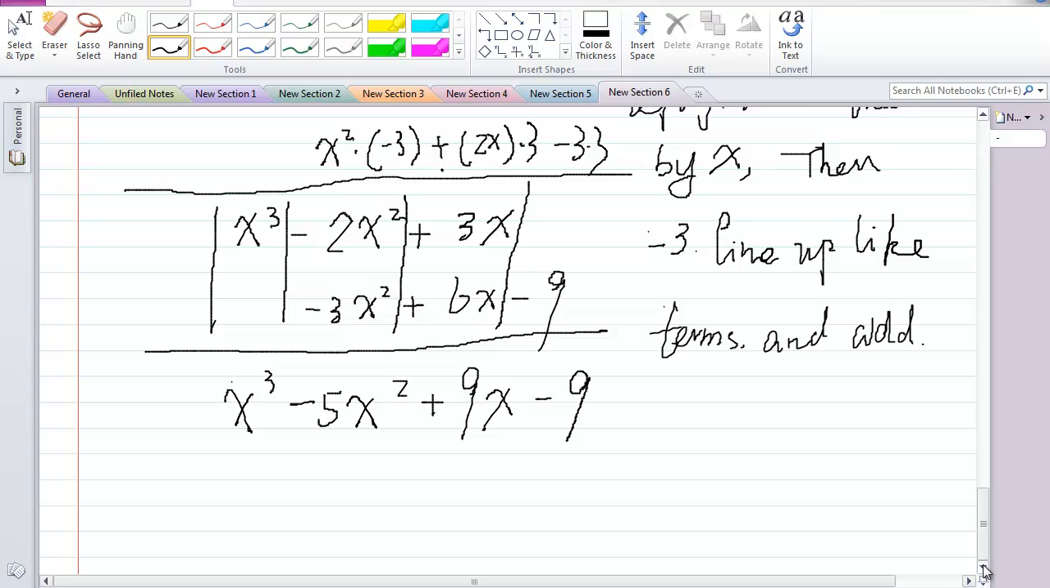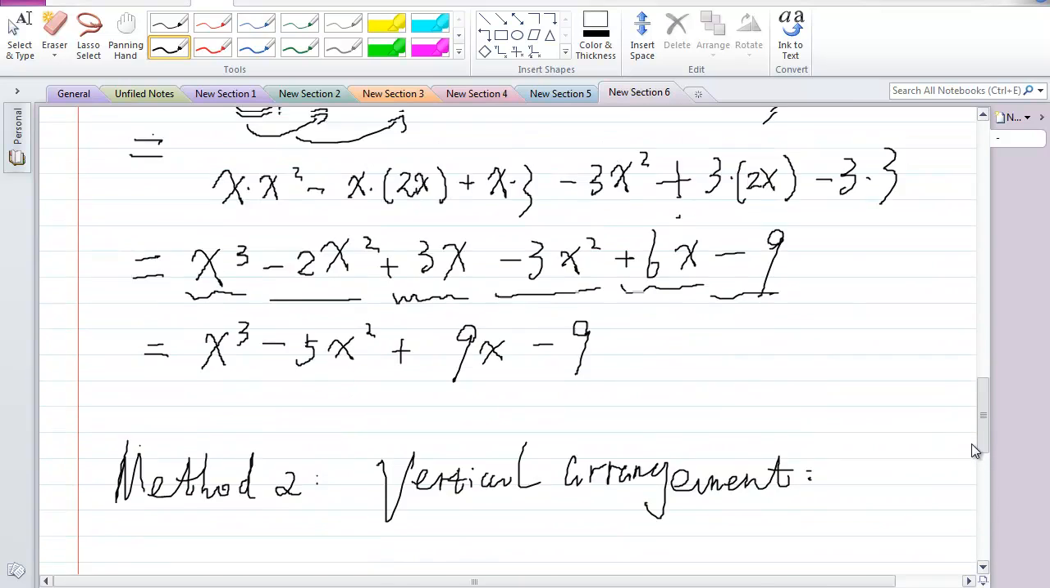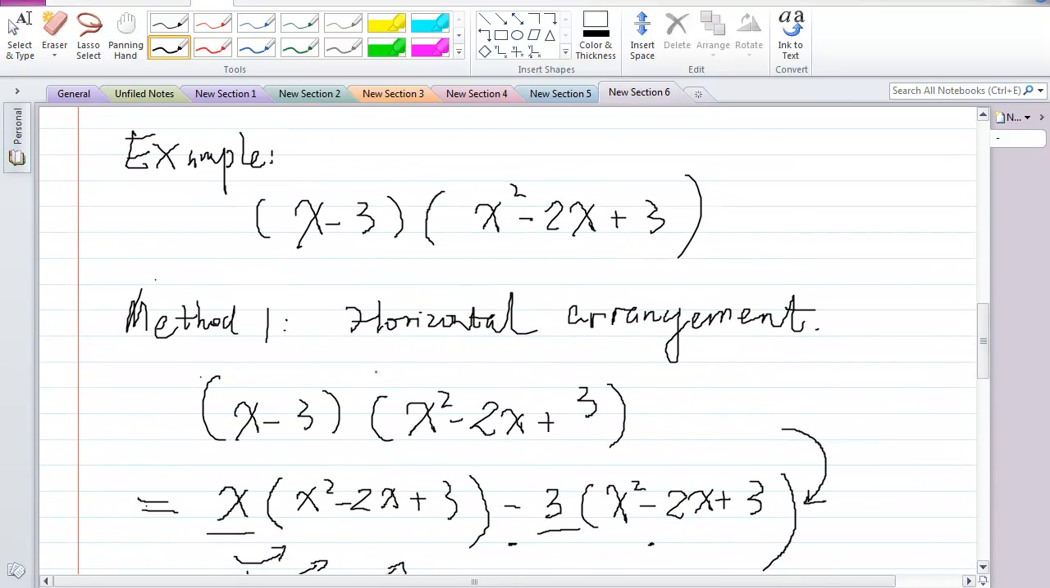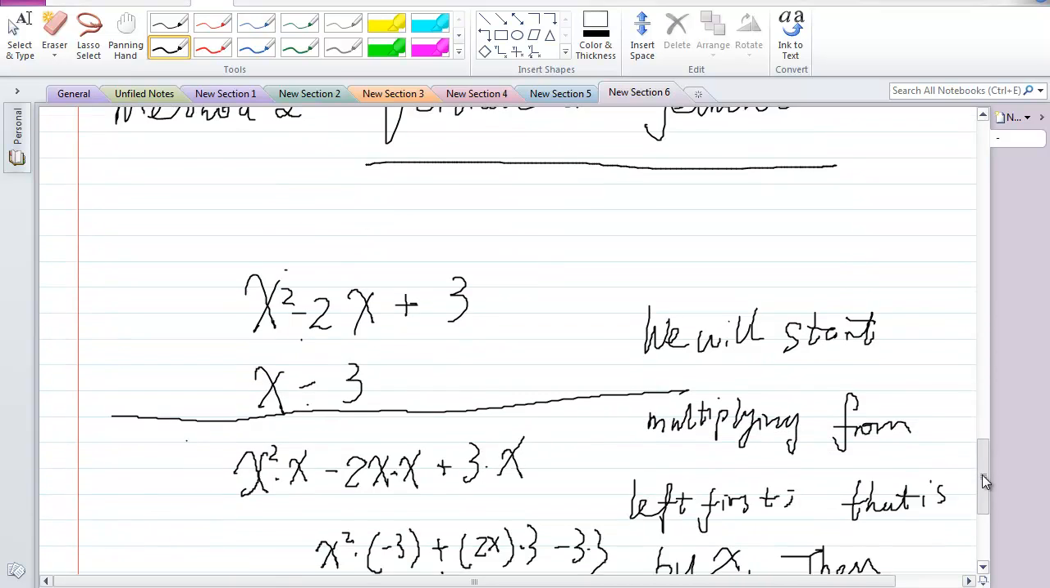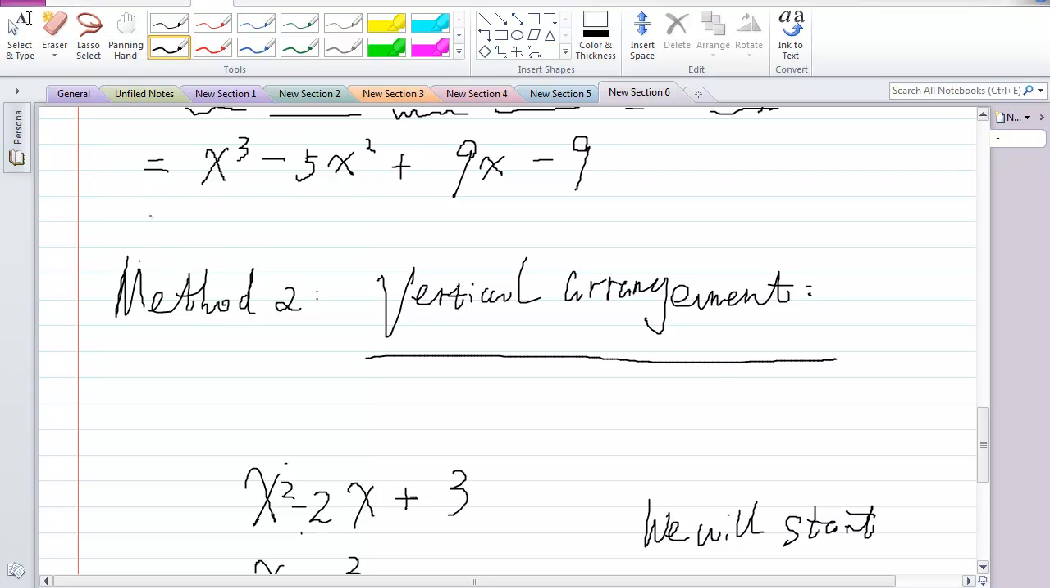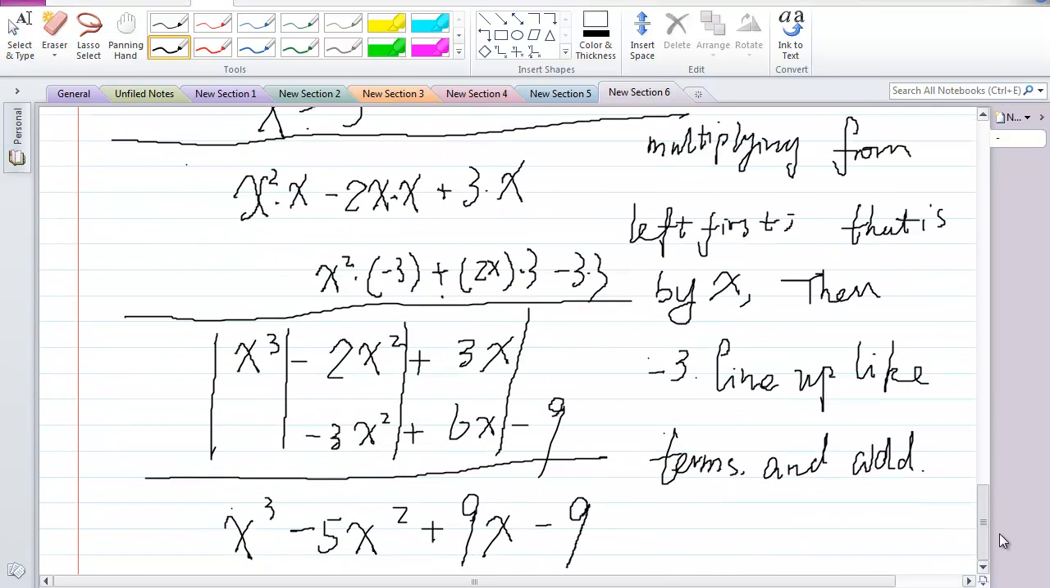So this is the multiplication of polynomials. And we should remember there are two methods. The first one is horizontal arrangement, and the second one is vertical arrangement. Both these two methods lead to the same result, as you see here.